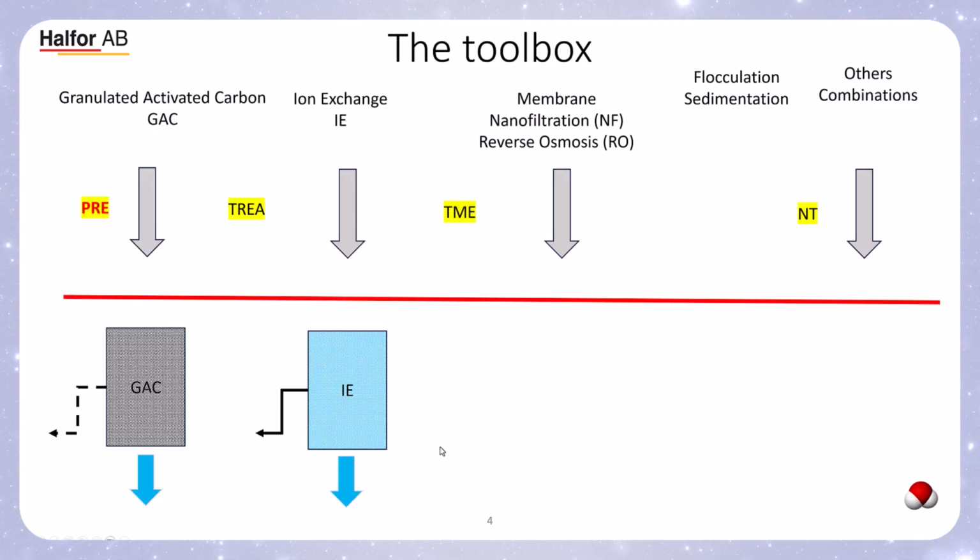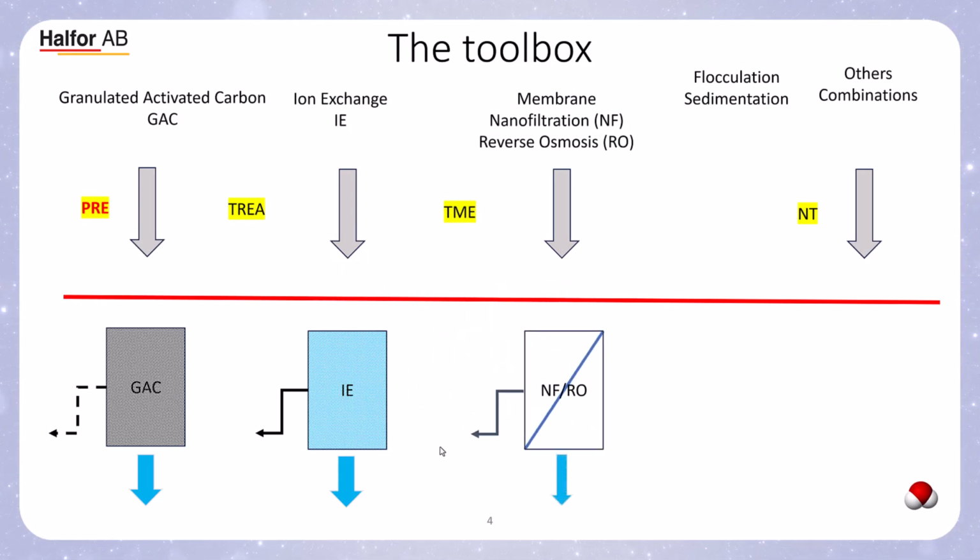Membrane techniques. There are two obvious techniques that you can use for removing the PFAS molecules. You have RO, reverse osmosis, and with reverse osmosis, as probably most of you know, after the water has passed through the RO membrane, you have distilled water. There will be basically no ions left in the permeate from a reverse osmosis plant.